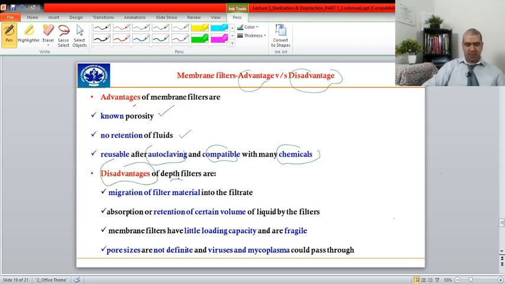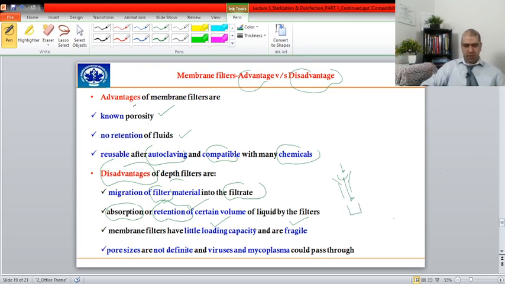The first disadvantage is the migration of filter material into the filtrate, so part of the material present in your filter can come along with it. It has absorption or retention of certain volumes, so it can absorb or retain something. It means when we put them in the funnel, they can retain some parts, or absorb some parts of the things which we want to get sterilized. Membrane filters also have a little loading capacity, and they are fragile, so you have to handle them very carefully. Little loading capacity means if you have a funnel like this and you are putting these filters in it, it will take time for the filtrate to pass through this membrane, and you can collect it here.